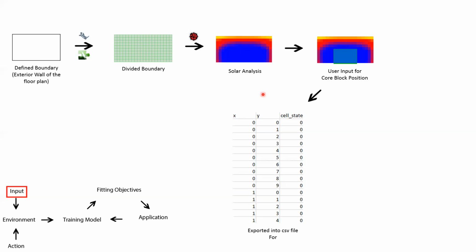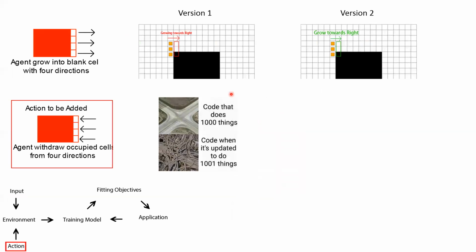And taking a look at the actions. The first proposed action was that the agent will grow into 4 directions: up, down, left, and right. So we can have a look at the first version here. It will not grow to the right because it was blocked by one of the core block cells, as the whole row will not grow, but it will still grow to the left side because everything is blank.